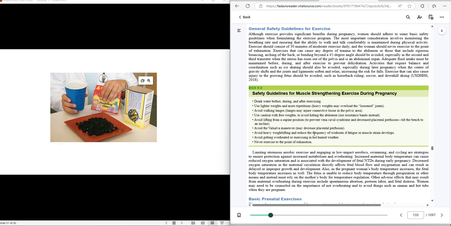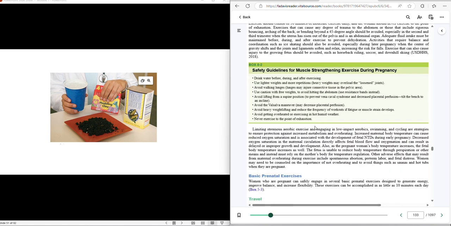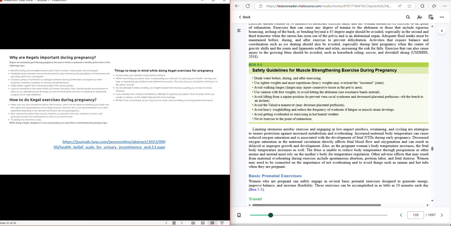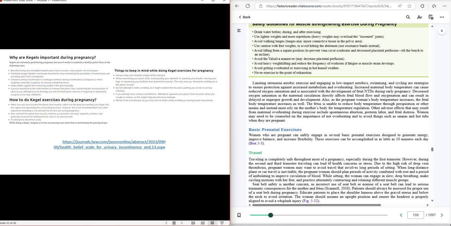Box 5.2 is talking about muscle strengthening during pregnancy. You can read through this. And then it's talking about the basic prenatal exercises. Okay.